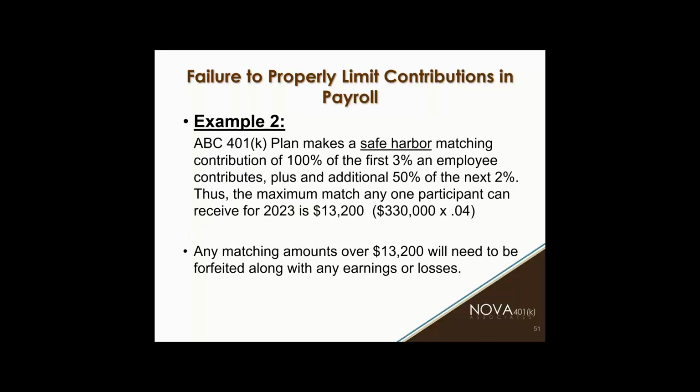A lot of you have safe harbor matching plans. Those formulas are 100% of the first 3%, and then 50% of the next 2% that an individual puts in. So that formula caps out at 4%. The maximum any one person this year should get with a safe harbor formula like that is $13,200. You should set up that limit in your payroll system so that it cuts off the minute somebody hits that number. That's the maximum for sure.